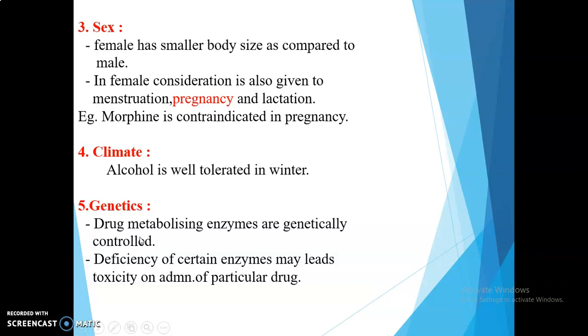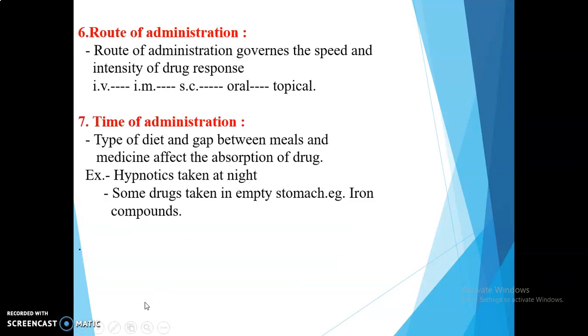Genetics. Drug metabolizing enzymes are genetically controlled, and deficiency of certain enzymes may lead to toxicity on administration of a particular drug. For example, a person having a deficiency of the glucose 6-phosphate dehydrogenase enzyme, if we administer an anti-malaria drug like primaquine, it may lead to hemolysis.